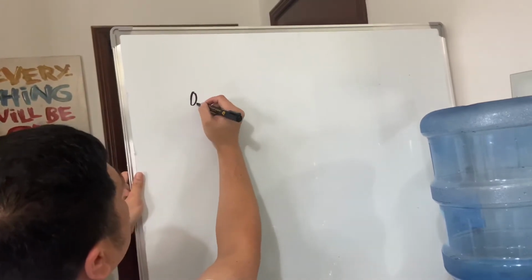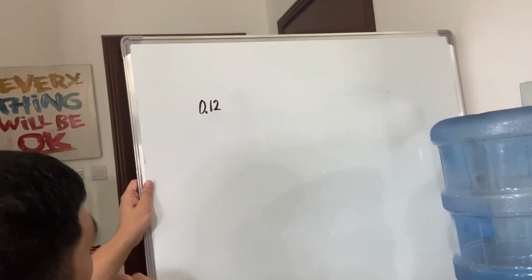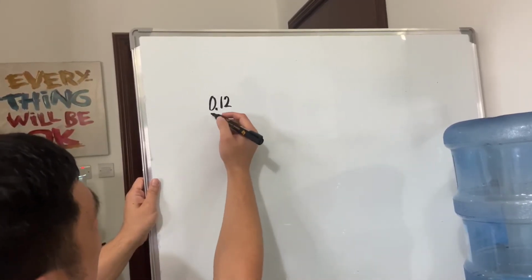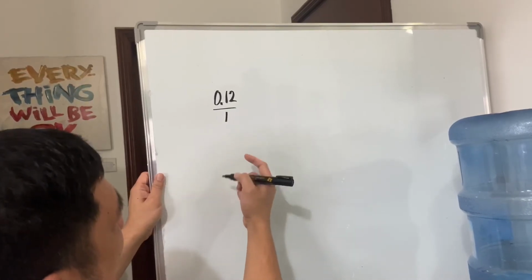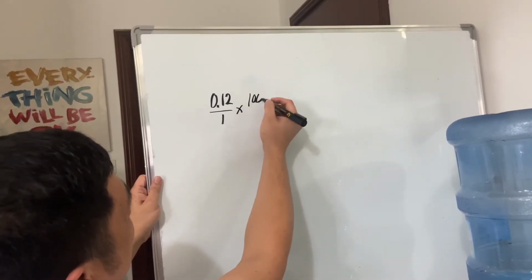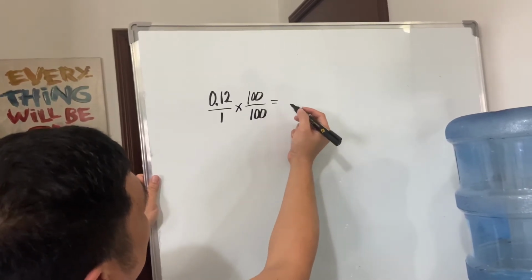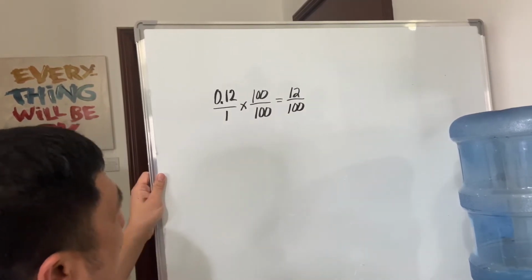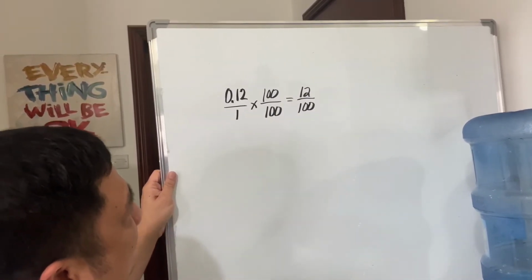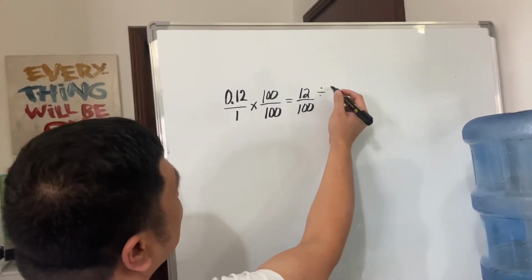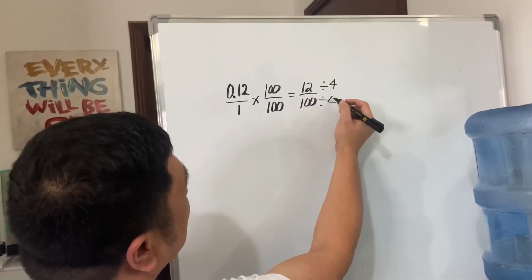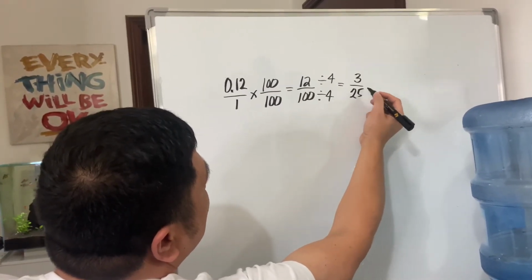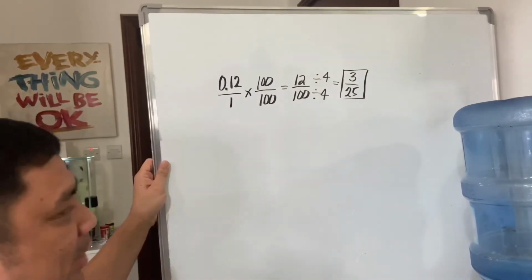Say you have 0.12. What is 0.12 in fraction form? Again, 2 is in the hundredths place, so you have to multiply both numerator and denominator by 100. So you will have 12 over 100. But 12 and 100 are divisible by 4. If I divide both by 4, you will get 3 over 25. So this will be our answer.